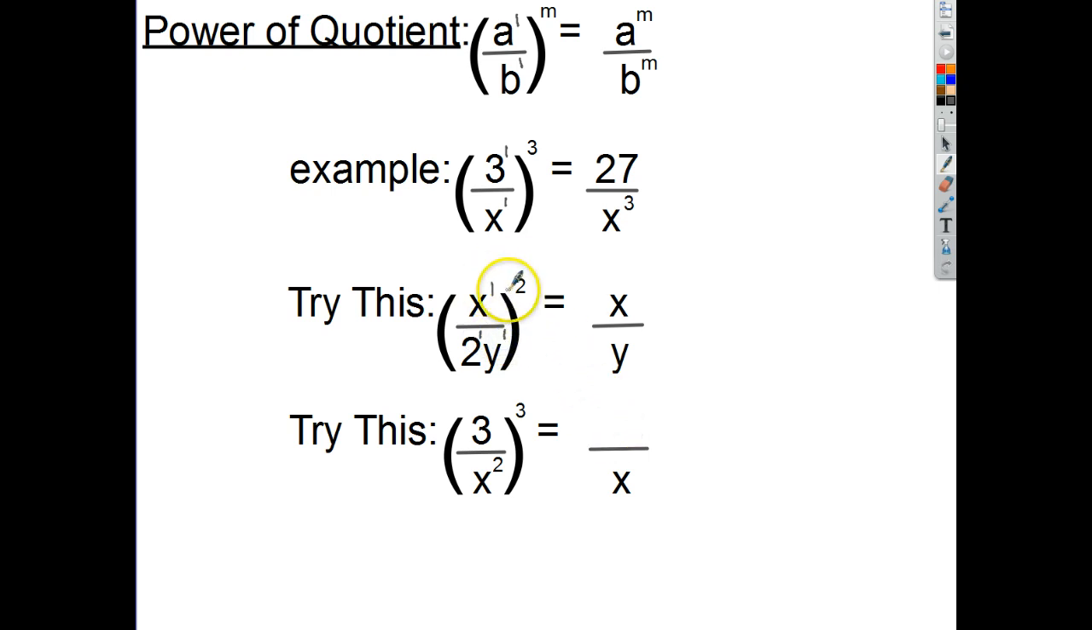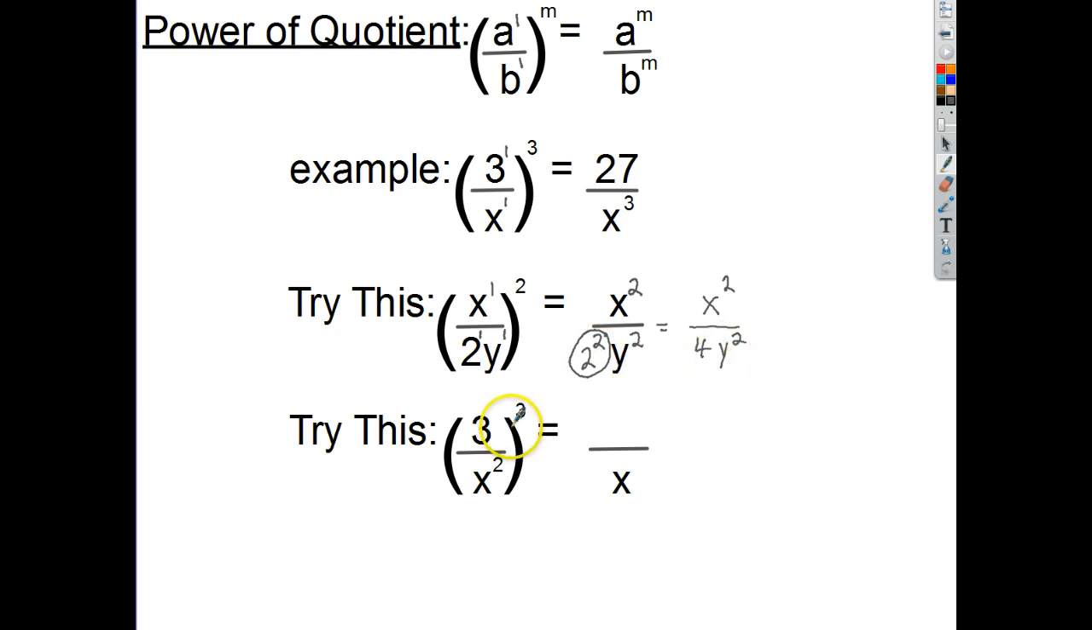Okay, well, we distribute that 2. 2 times 1 is x to the 2nd. And then we have 2 times 1, 2 to the 2nd power, and y to the 1 times 2, y squared. And of course, we've got a little more work to do right here. So our final answer is going to be x squared over 4y squared. See, we can actually do the multiplication that's implied by the exponent there, so we want you to do that.